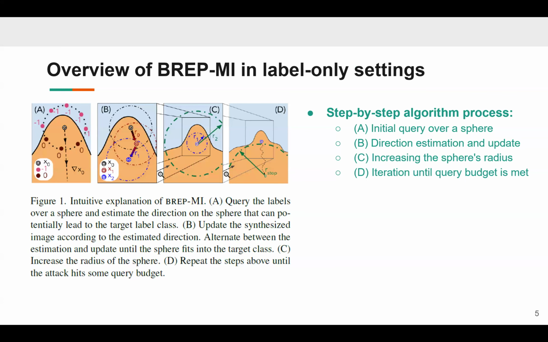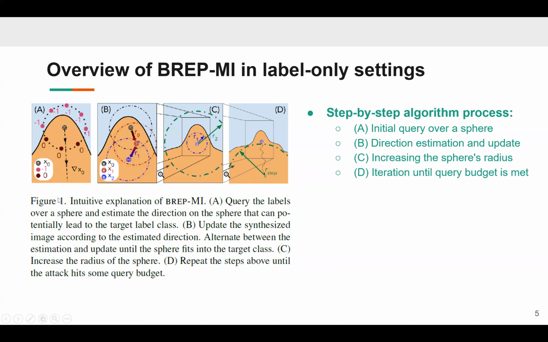In this slide, I'm going to explain their break-me algorithm, which is a novel technique for MI attacks in the label-only setting. So the objective here is to understand how to synthesize inputs that a machine learning model will classify with high certainty, even when we only have access to the model's hard labels.